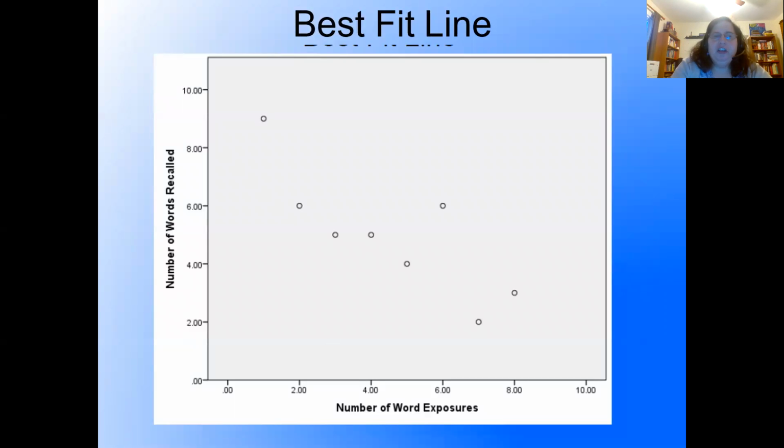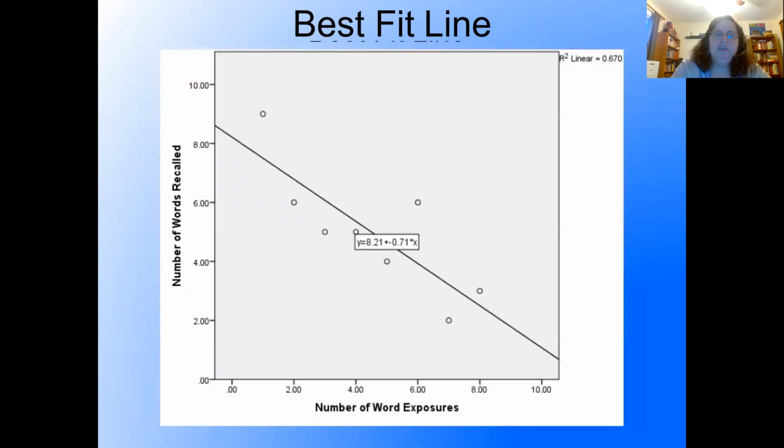Now I want you to look at this scatter plot, and I want you to do the same exercise. Imagine the line that best fits this data. Here it is. That's the line that best fits this data.